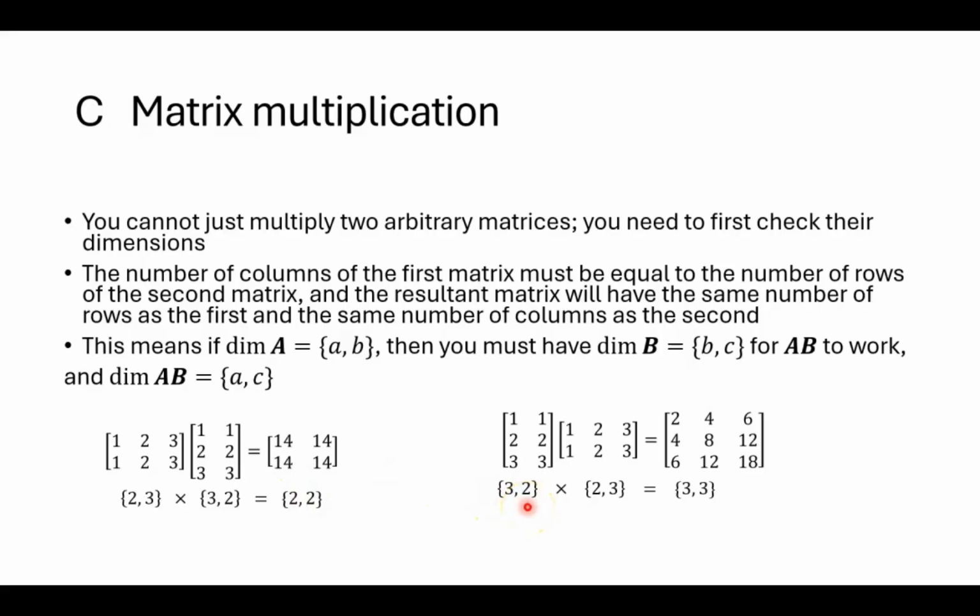The other example is basically you swap these 2 around, and then you have 3 times 2 multiplied by 2 times 3. So these 2 are the same. It's legal to multiply them together, and the result will be 3 times 3.